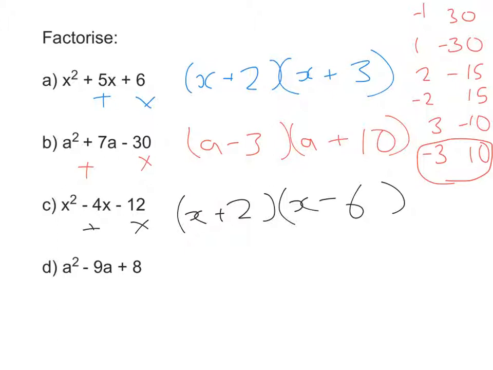And the last one, again it involves a. This one's a little bit bizarre. Times together to get positive 8, but add together to get negative 9. I've got a funny feeling it's going to have two negatives to get that positive at the end. Two numbers that times to 8: 2 and 4, no, 8 and 1. Minus 8 add minus 1 is minus 9, and minus 8 times minus 1 is positive 8.